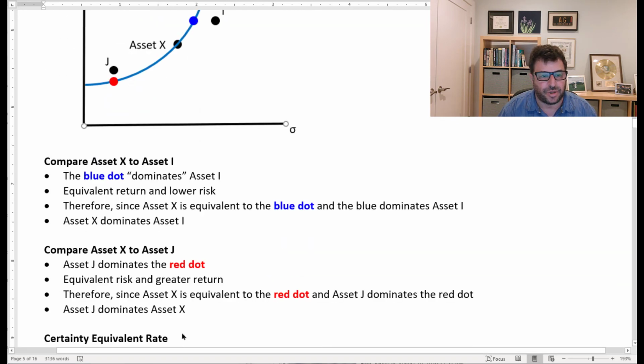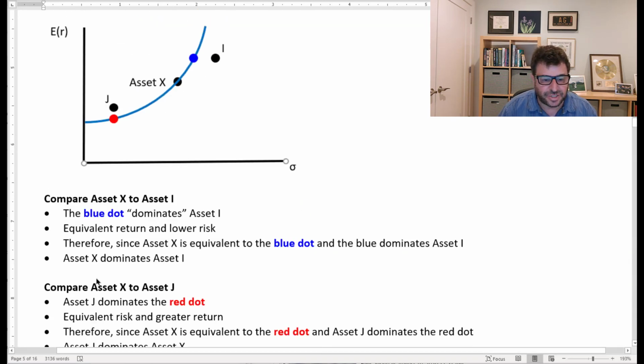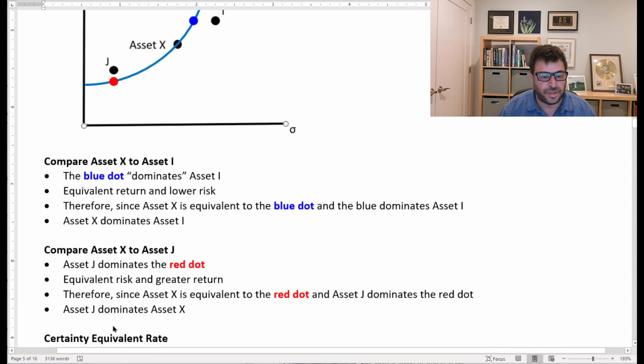And similarly, I can compare X to J because I can see that J dominates the red dot. And it has equivalent risk but greater return. Or if I put the red dot here, which I could do, I could see that it has equivalent return but less risk. And so since X is equivalent to the red dot and J dominates the red dot, asset J dominates X.